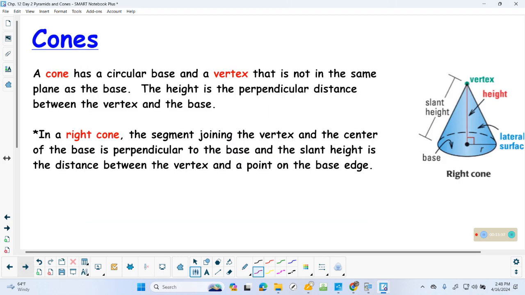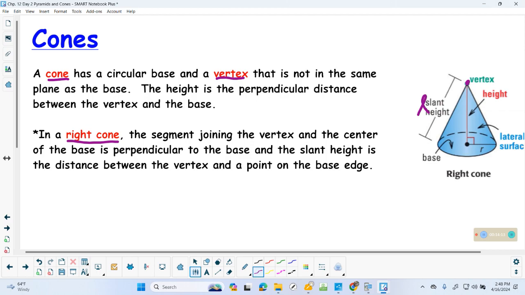All right, cones. Think about an ice cream cone. That's what it looks like here today. So a cone, of course, has a circular base, shocker, and a vertex that is not in the same plane as the base. So obviously the vertex is this point at the very top. Okay, that's exciting. Now, what we're going to be working on is a right cone. The segment joining the vertex and center of the base is perpendicular. So you have that right angle, of course, and you have the slant height. So slant height, again, is still in play, and you're going to see it in the formula.